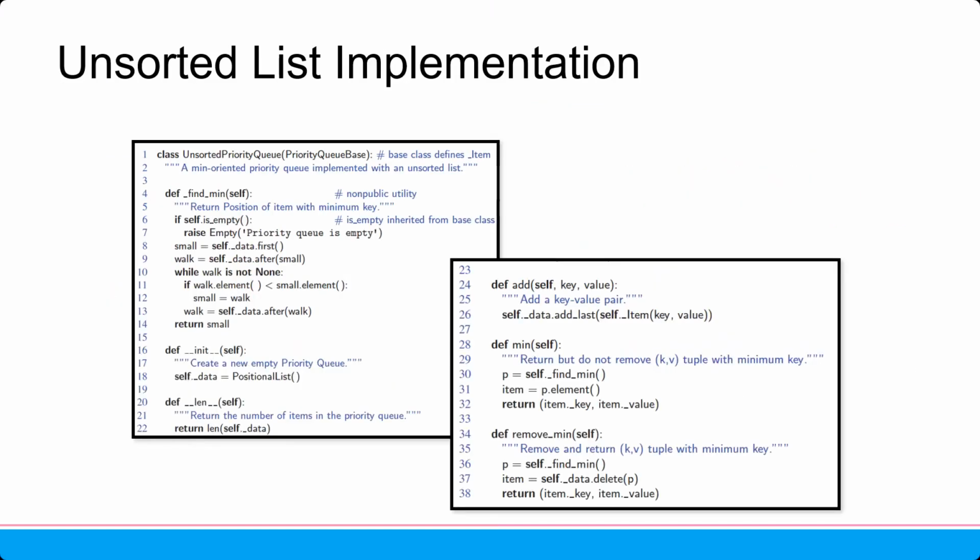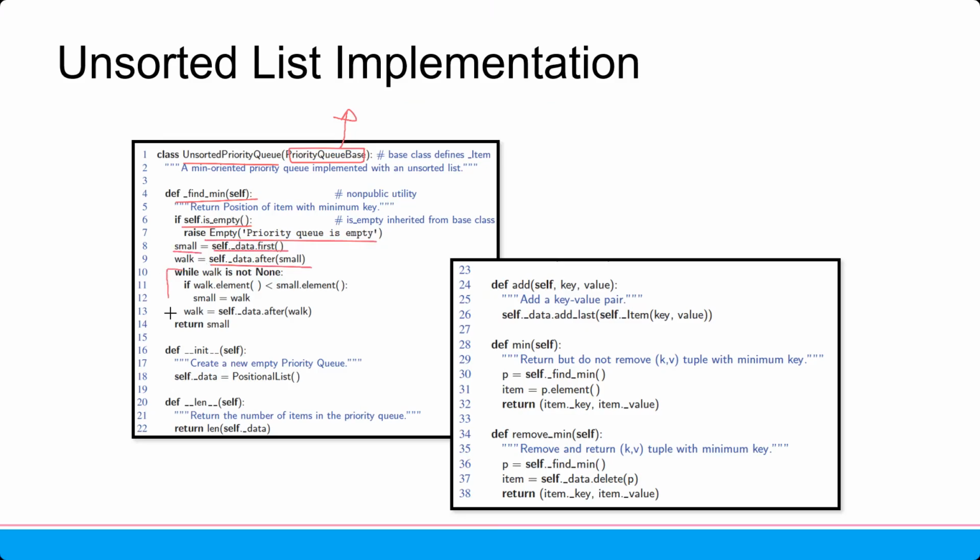So the code will be something like this. We have the unsorted priority queue, and we are using the priority queue base. The priority queue base I mentioned to you before. This is the superclass. So we want to find the minimum. Finding the minimum means first we will check whether it is empty or not. If it is empty, then the priority queue is empty. If it is not empty, then we will check the first, and then we will check what is after the first.